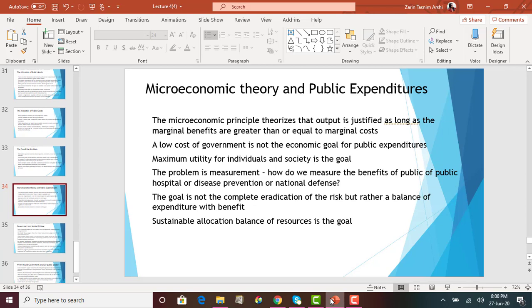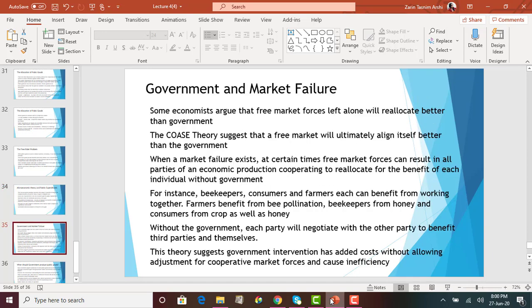The microeconomic principles, the economic principles in general, say government should not be involved too much. A low cost of government is not the economic goal. The ultimate economic goal is to maximize consumer satisfaction. So we should keep that in mind when we are looking at the theory. Like the Coase theory, it suggests that a free market will ultimately align itself better than the government. What the Coase theory says is that government should not interfere in the market. The market should be left alone. Competition alone in the market will make sure goods and services are provided to everyone.